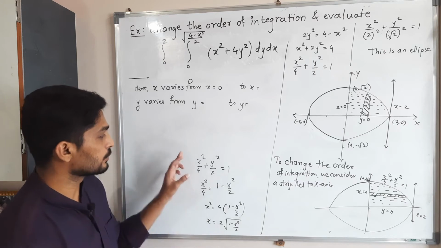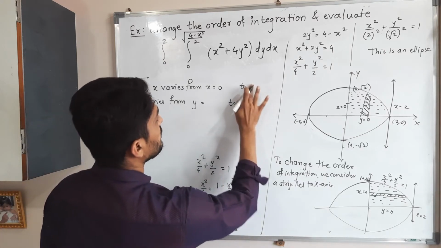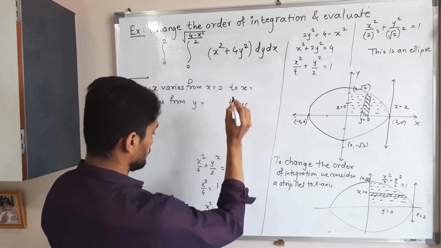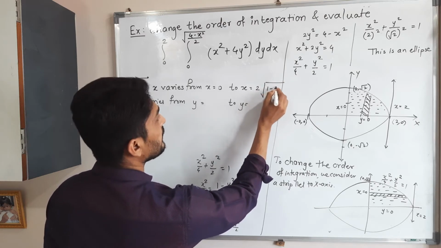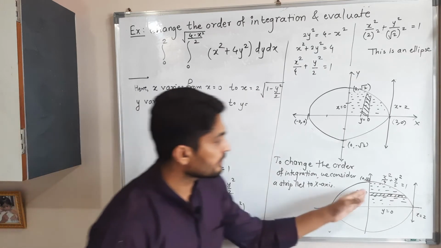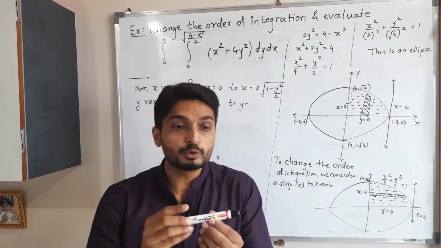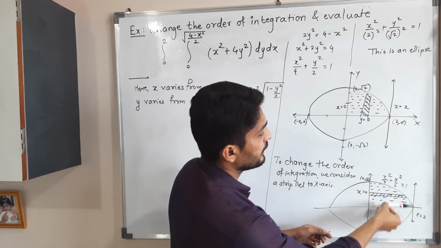Okay, x is equal to, same equation of ellipse I have written in this way. So x is equal to 2 root 1 minus y square by 2. So after that, we have found out the strip is bounded below, bounded above. Now we have to move the strip from bottom to top. Okay, it will move like this from here to here.